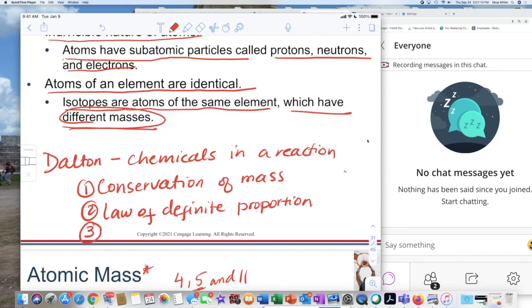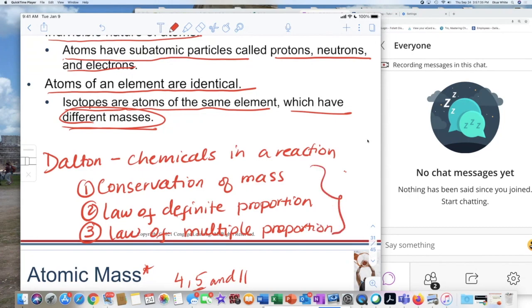The other thing we said was, oh yeah, thanks to Dalton, now we understand. If the same two chemicals combine to form two different compounds, those compounds are actually related by a whole number. That is called the law of multiple proportion. So I explained all this last week.